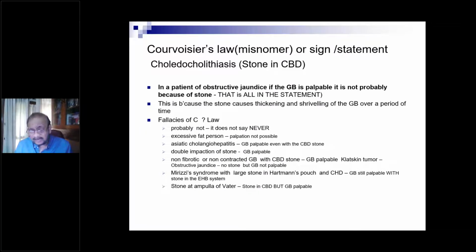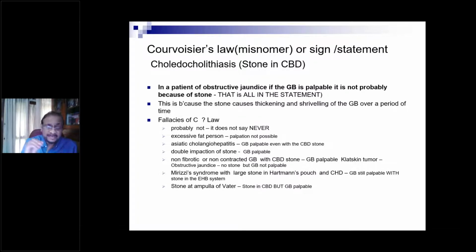If you make an early diagnosis, you can still go against the law. That means even with obstructive jaundice, if the gallbladder is palpable, it could be because of a stone in the CBD. Now, because the gallbladder wall is diagnosed early, the CBD stone is diagnosed early based on the ultrasound.